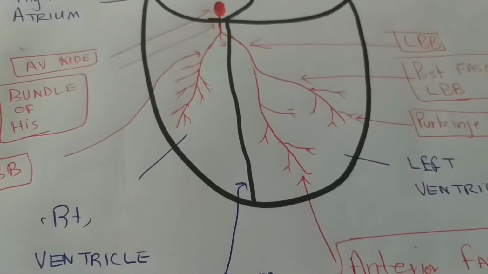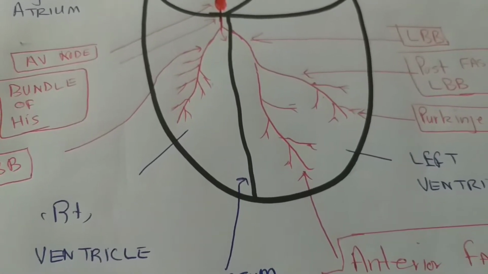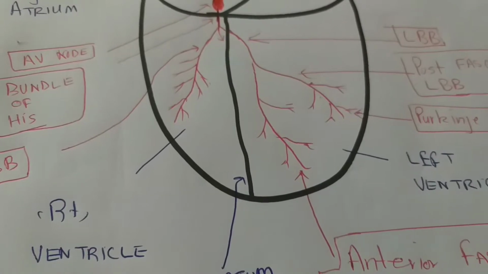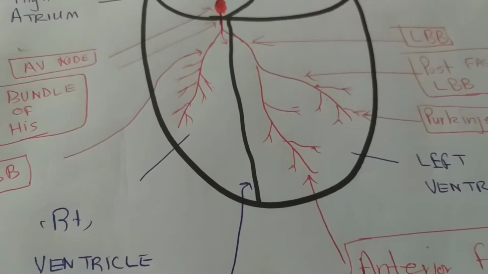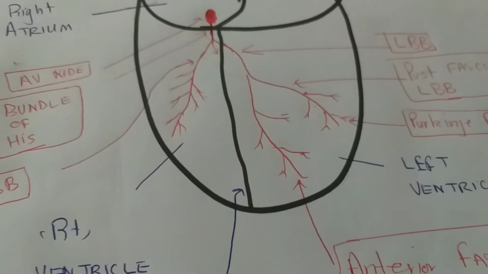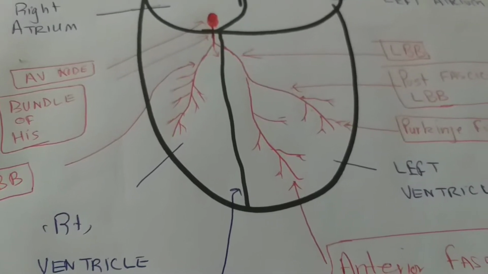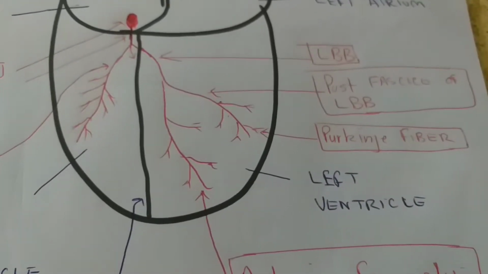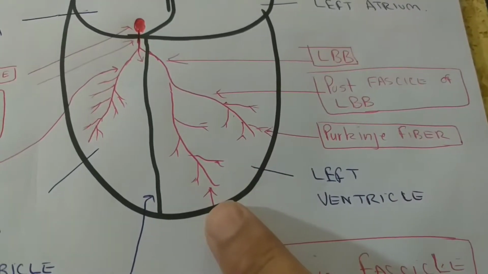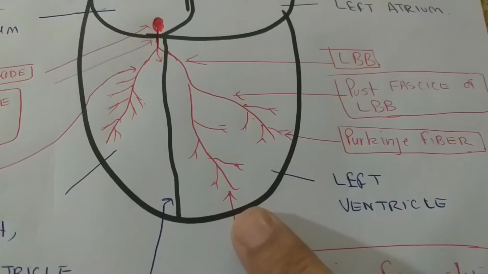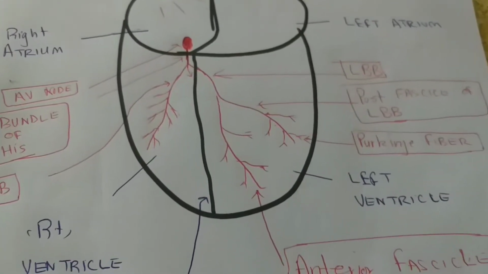Once this impulse has first entered into the septum, it simultaneously enters into the right and the left bundle branches. Rapidly it goes towards the Purkinje fibers, which are located at the very end of these two bundle branches. There is one single right bundle branch, but there are two fascicles of the left bundle branch, the posterior fascicle and the anterior fascicle. If we look here, this is the posterior fascicle of the left bundle branch, and this is the anterior fascicle.